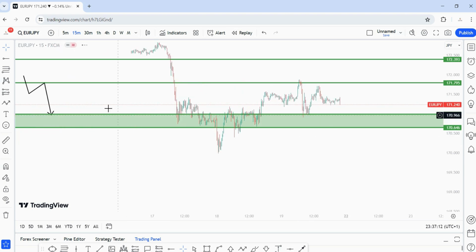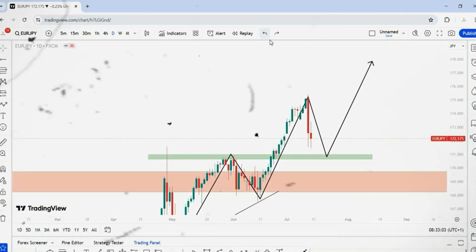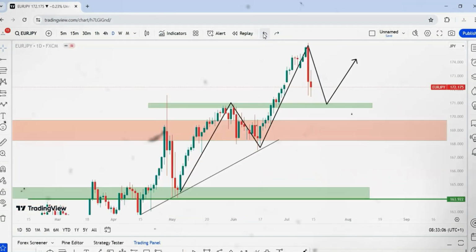Last week, if you remember, price was trading around this region and I said I'd like to see a breakout on the 15 minutes time frame, specifically a pullback and then a sell-off into this region here, which is 170.988. How do we take advantage of this further bearish push to the downside?